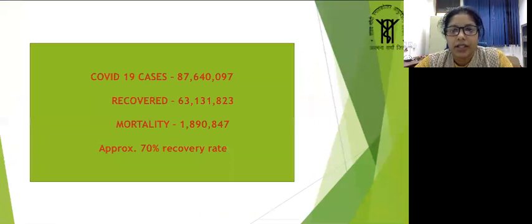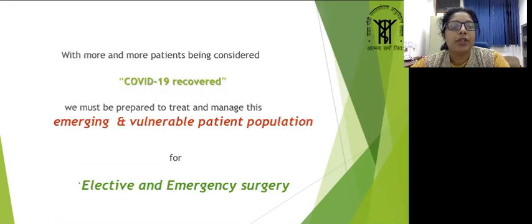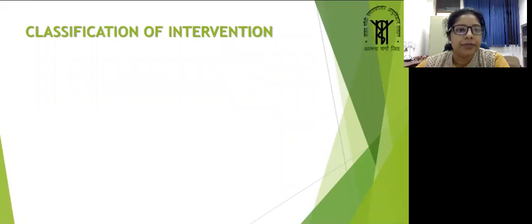As this data suggests, COVID-19 has caused colossal damage by infecting almost 87 million cases worldwide. But on a positive note, almost 70% of patients have recovered. With more and more patients being considered as COVID-19 recovered, we must be prepared to treat and manage this emerging and vulnerable patient population for elective and emergency surgeries.